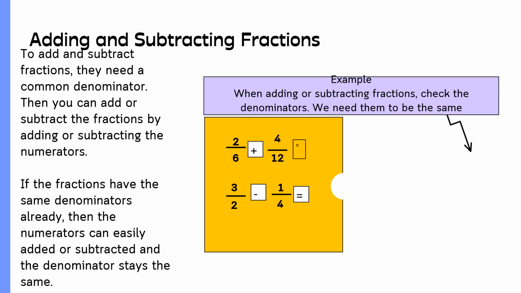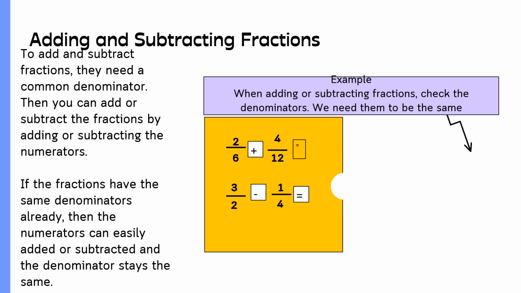Okay, to add and subtract fractions, they need to have a common denominator. Then you can add or subtract the fractions by adding or subtracting the numerators. If the fractions have the same denominators already, then the numerators can easily be added or subtracted and the denominator remains the same. So for the first example, 2 divided by 6 plus 4 divided by 12.